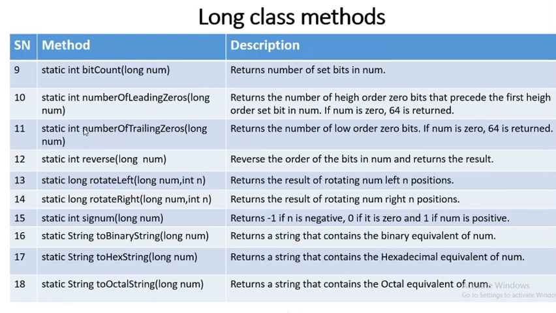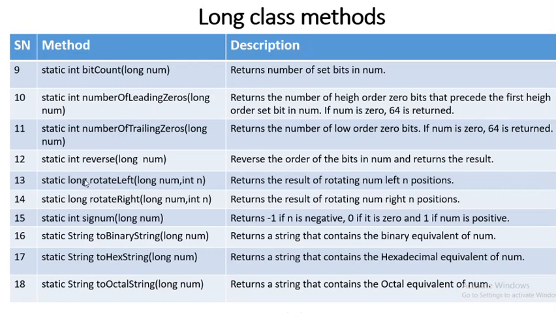Return type is integer, name of the method numberOfTrailingZeros, in brackets you specify a long value. Whatever long value you specify here will be converted into binary format, and in that it will find the number of trailing zeros, and that count will be returned. Reverse, long num. Whatever number you specify, all the bits will be reversed bit by bit, and the new number formed will be returned.